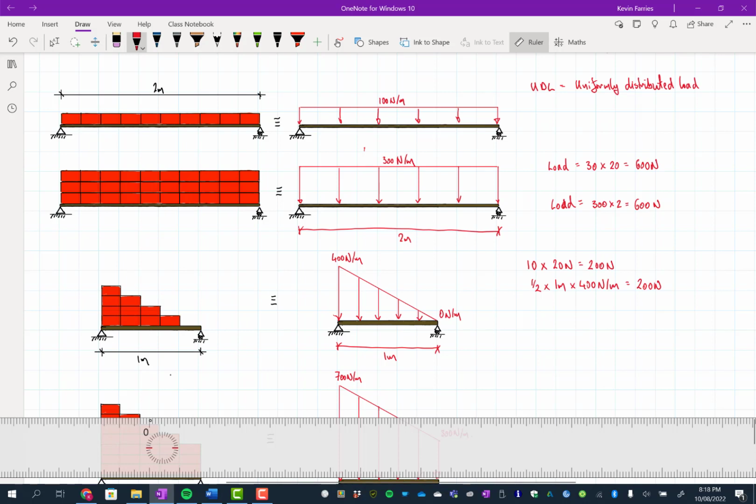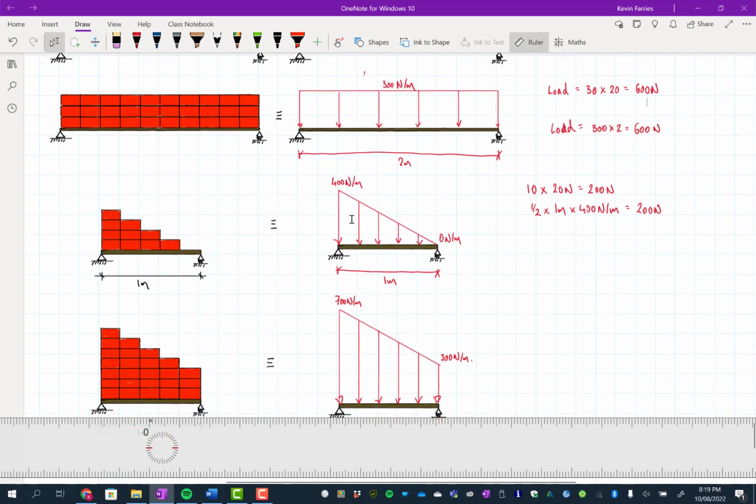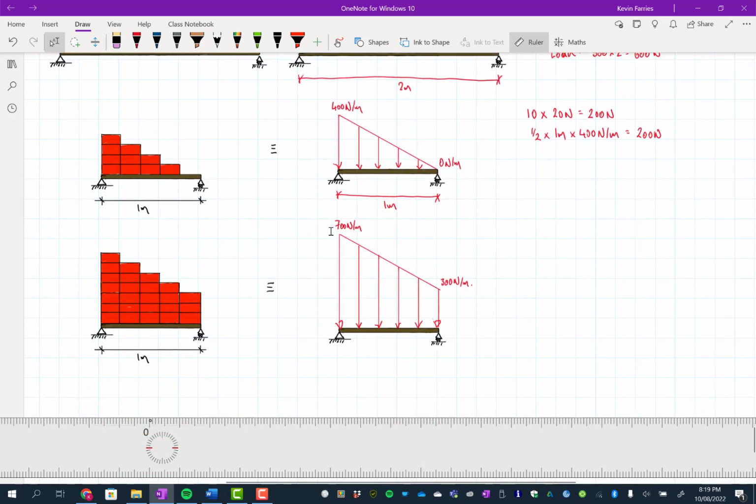I won't do it for all of them, but what we're seeing here is that if you want to calculate the total load that you get from a line load, you just treat it like a shape and find the area. You multiply the height, which is basically the magnitude of the line load, by the length of the line load, and that will give you the total load. It's just like calculating the area of the shape you've made by drawing the line load, and it still works if it's triangular.